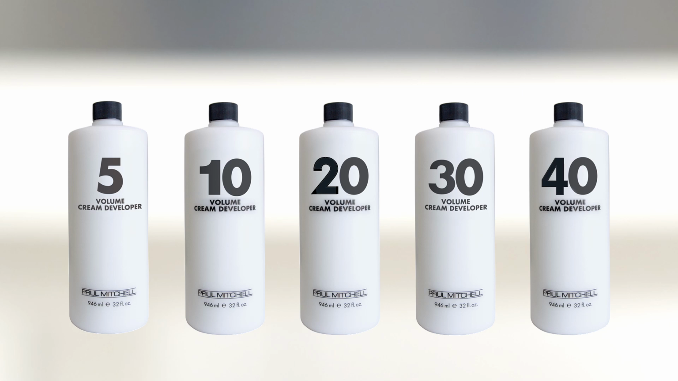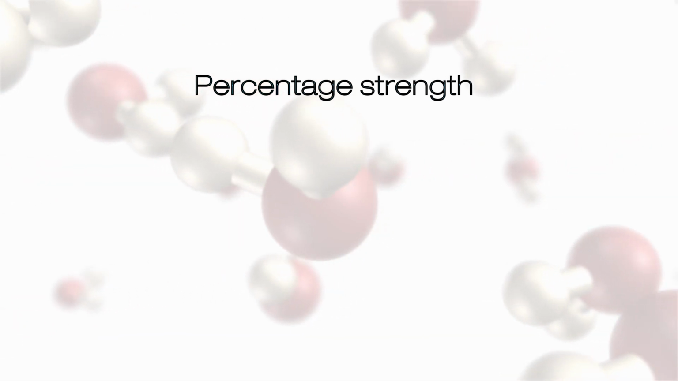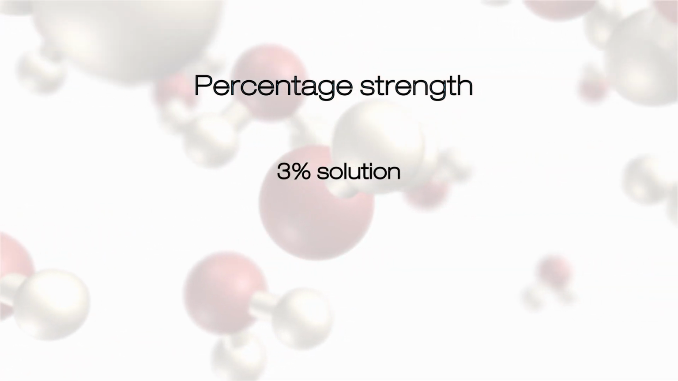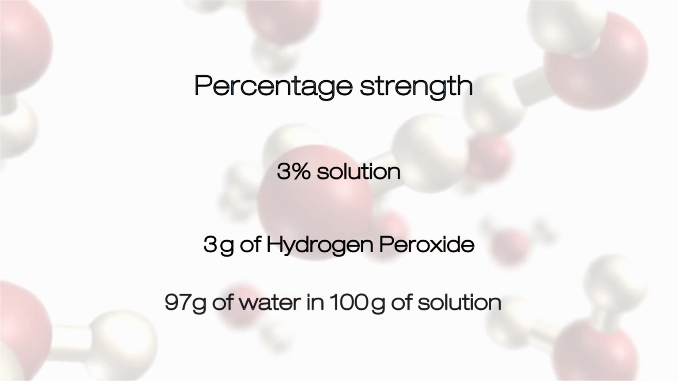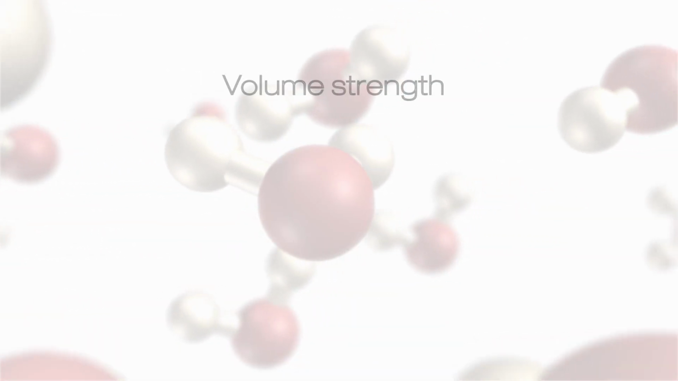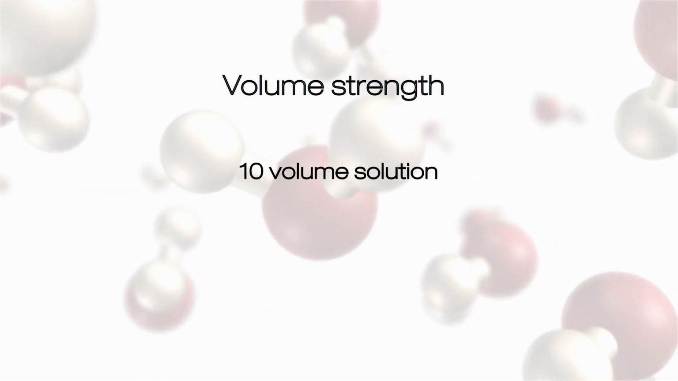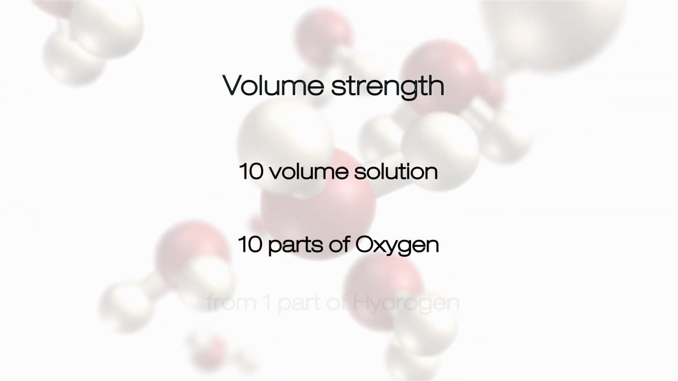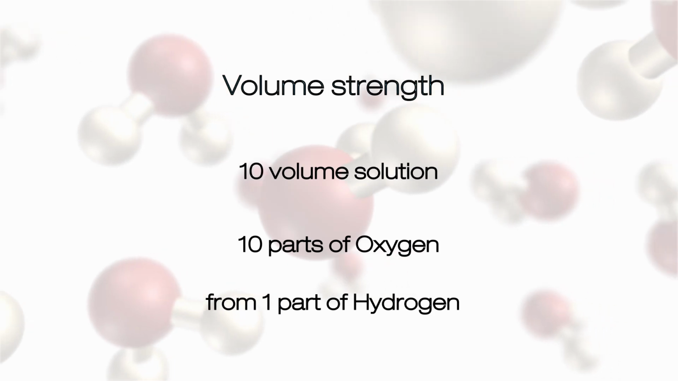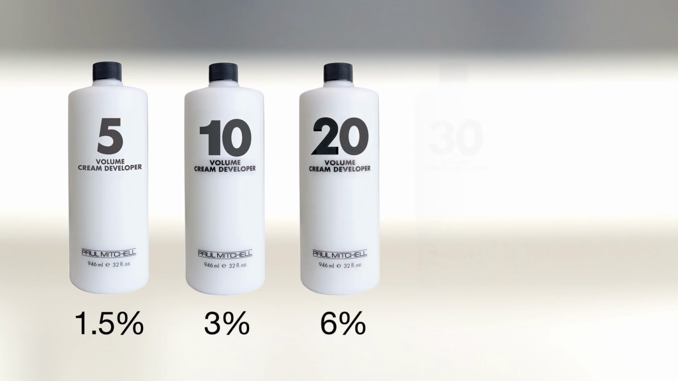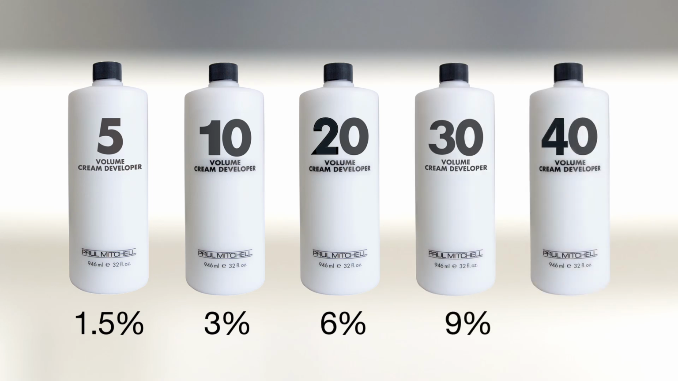The strength of hydrogen peroxide may be expressed as a percentage strength or as a volume strength. Percentage strength is the number of grams of hydrogen peroxide in 100 grams of solution, so that a 3% solution contains 3 grams of hydrogen peroxide and 97 grams of water in 100 grams of solution. Volume strength is the number of parts of oxygen measured by volume. A 10-volume solution of hydrogen peroxide will give off 10 parts of oxygen from 1 part of hydrogen peroxide. Most commonly used are 5-volume, 1.5%; 10-volume, 3%; 20-volume, 6%; 30-volume, 9%; 40-volume, 12%.